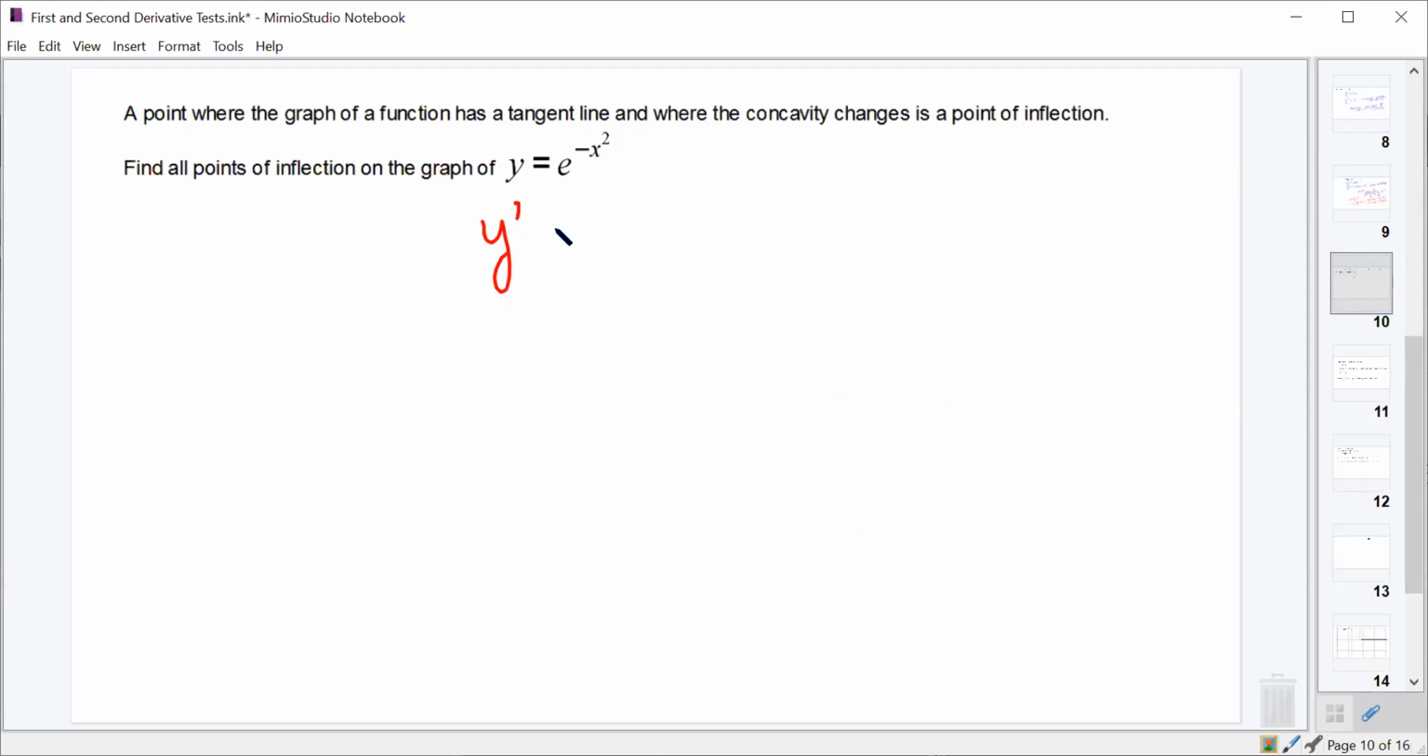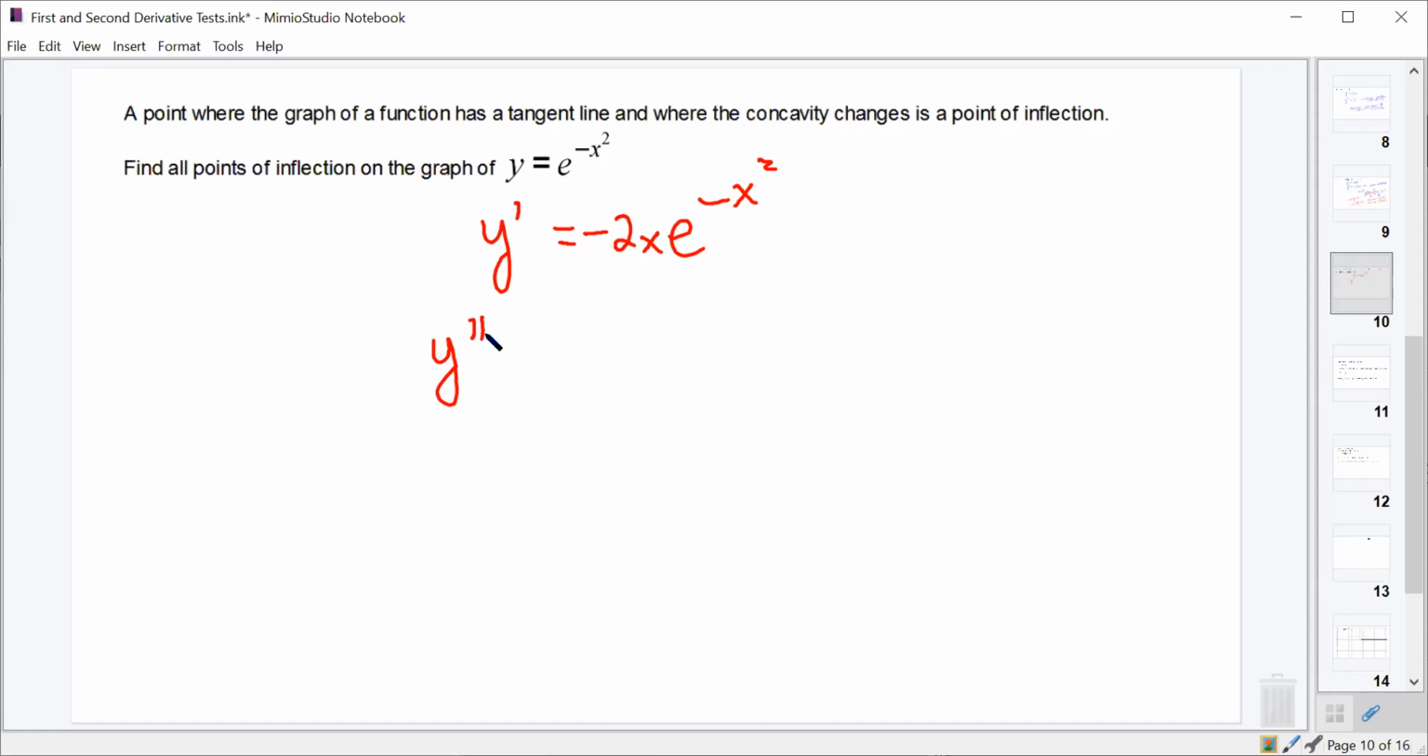First off, we'll need a first derivative. What's the first derivative of e to the negative x squared? What's the derivative of e to the u? The derivative of e to the u is e to the u times the derivative of u. Yeah? Everybody good with that or no? Yes. Okay.